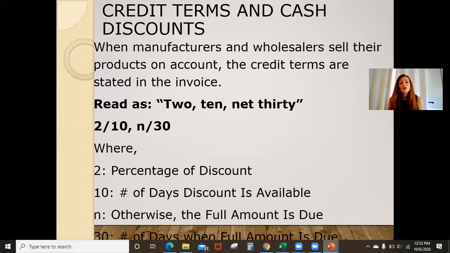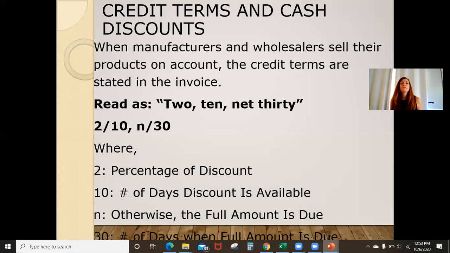days. So the 2 means the percentage discount you'll get. The 10 is how many days you have to pay within to get that discount. Then separately, the N stands for otherwise pay the full amount in, and in this example, it's 30 days. This is a very common percentage that you will see offered in 10 days. Otherwise, typically your bills are due in 30 days.